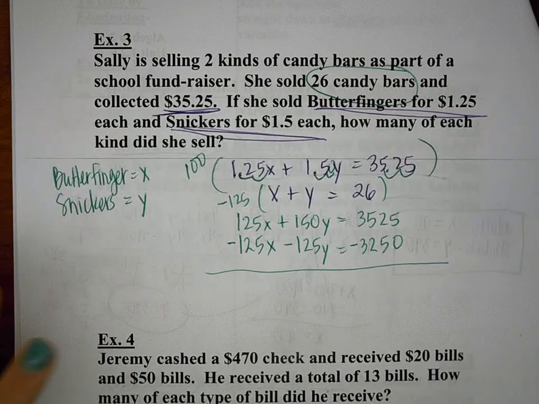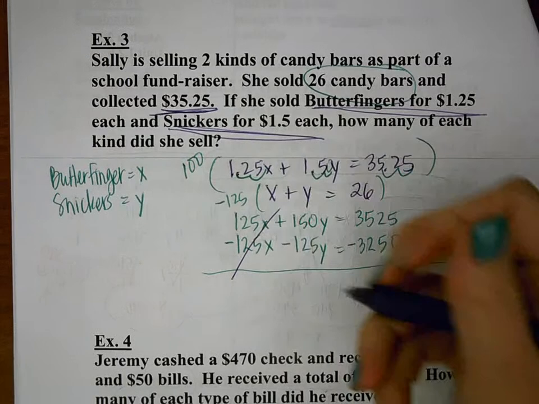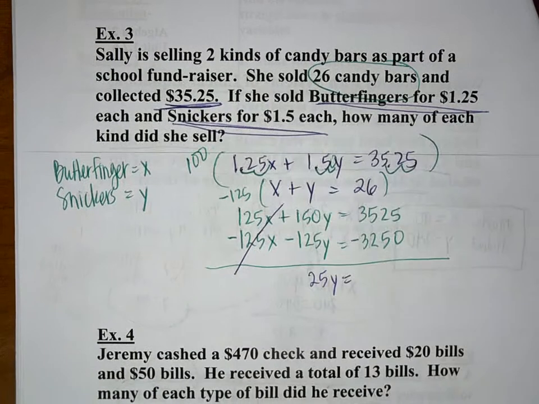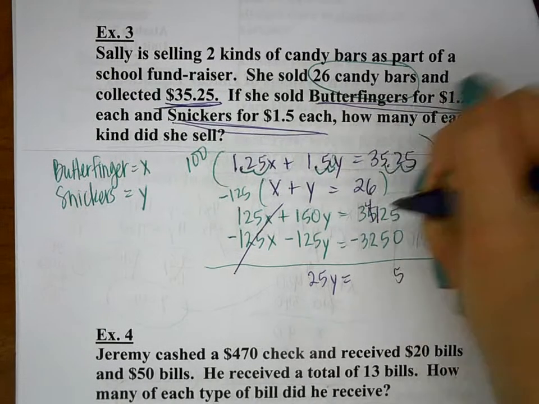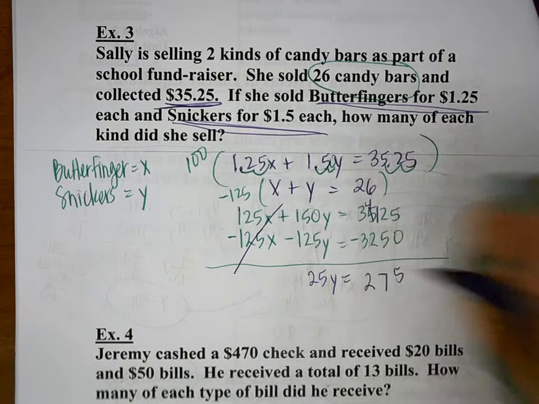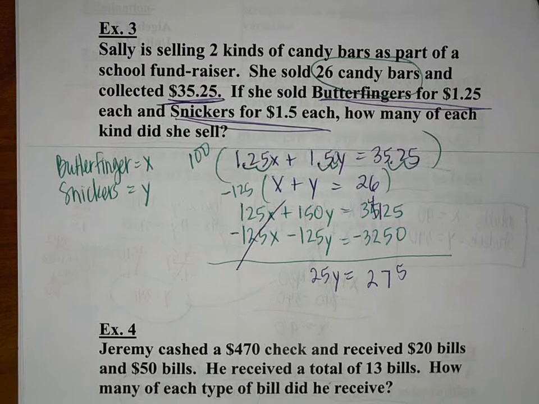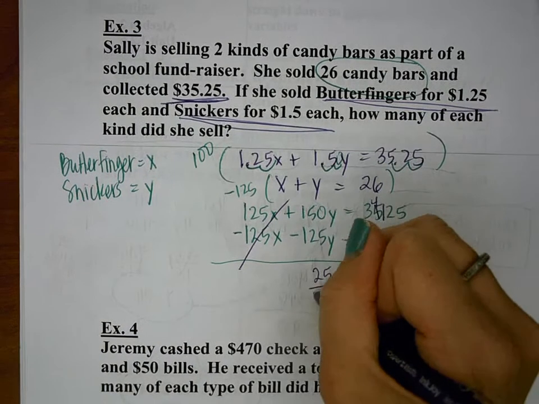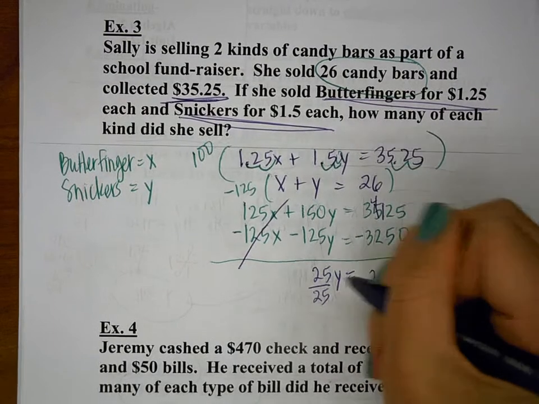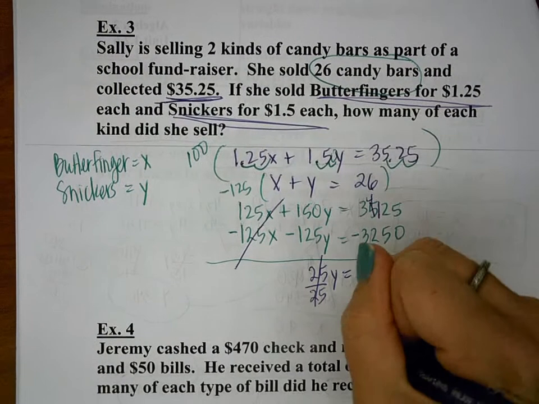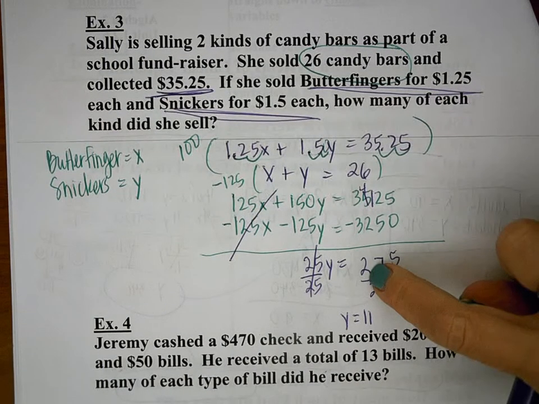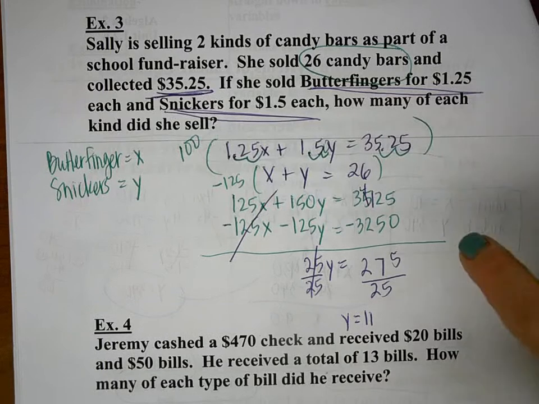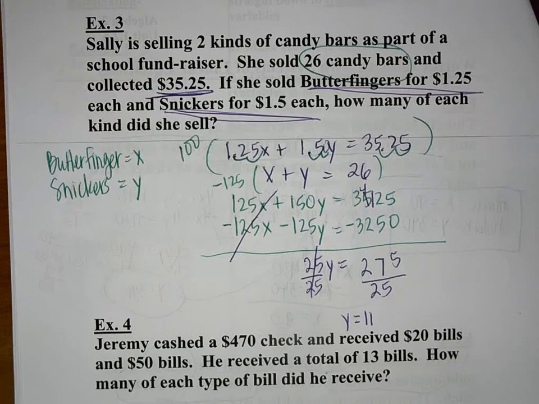So we go through here. These cancel. We have 25y equals, this is 5, we have to borrow, this is 7 and 2, 275. We divide by 25 on both sides. And how many 25s are in 275? 11. Because in 100 there's 4. Since there's 200, that's 8, plus an additional 3 makes 11. Do you get how I did that in my head? Okay. So y is 11.